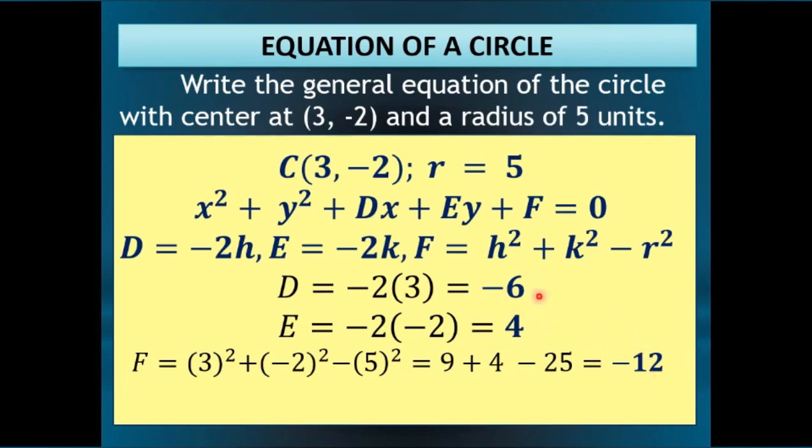And then we just substitute these values into our general form of the equation of the circle. Doing that, we have x squared plus y squared plus the D, which is -6, so we have minus 6x plus our E, which is 4, so plus 4y, plus our F, which is -12, so plus -12 or simply minus 12 equals 0. So again, the general equation of the circle with the center at 3, -2 and a radius of 5 units will be x squared plus y squared minus 6x plus 4y minus 12 equals 0.